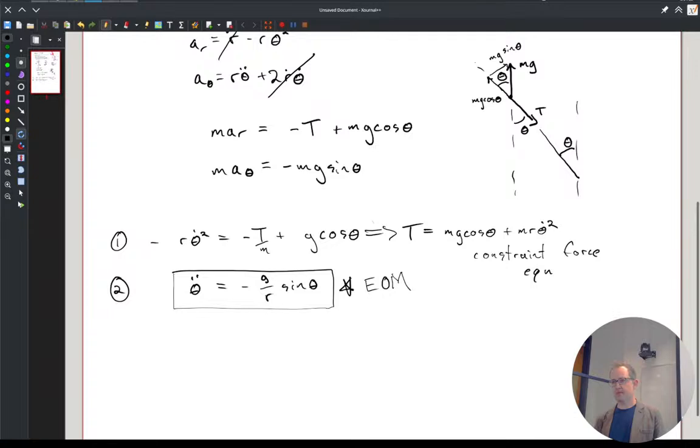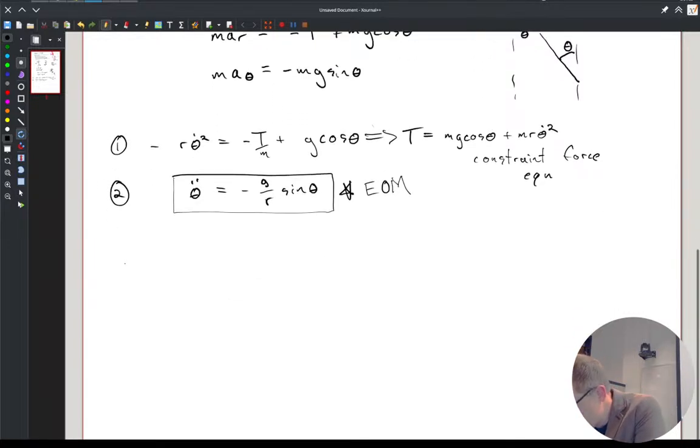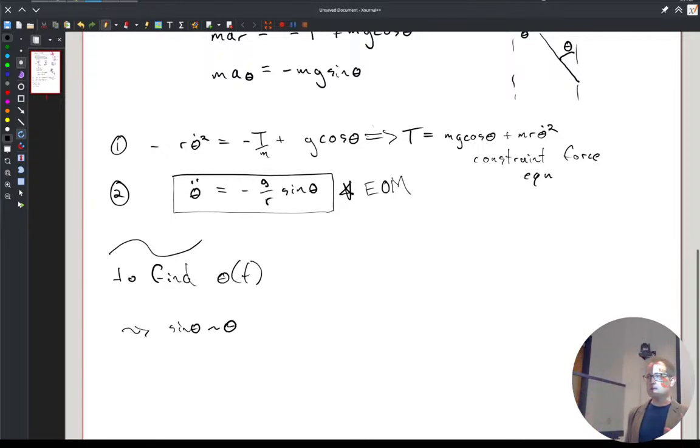To be clear, to solve the second equation, we can just integrate twice with respect to theta. Yeah, for this one, if we want to know what theta is as a function of time, the easy-ish way is to say sine theta is theta.